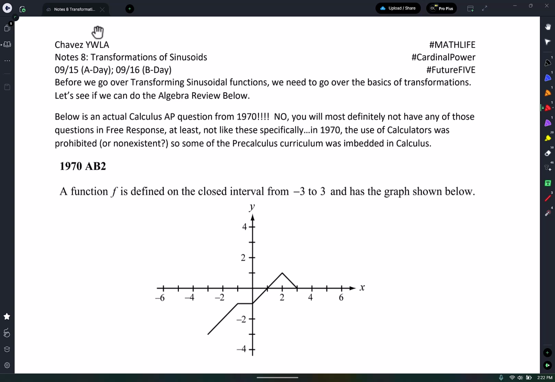This is from the 1970 AP Calculus exam. Your parents probably weren't even born yet.